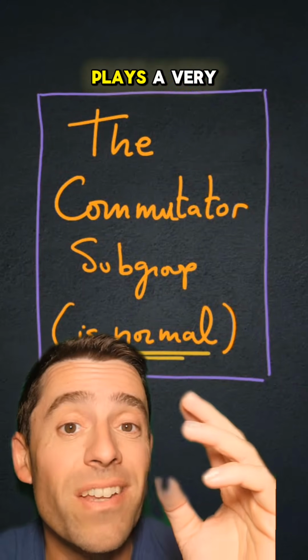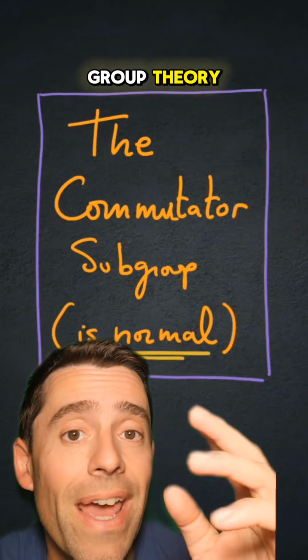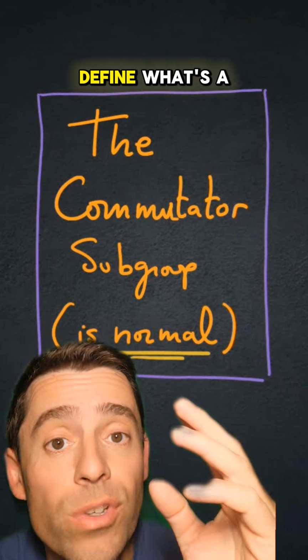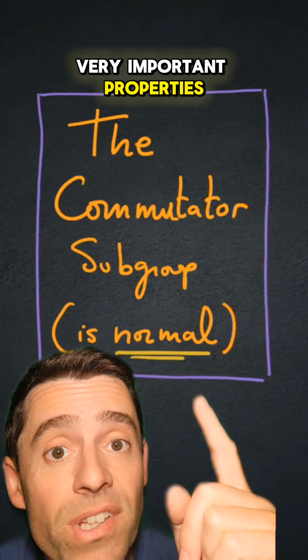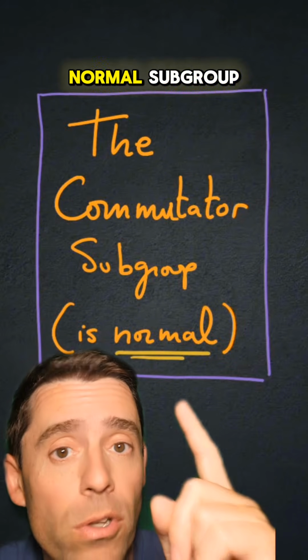The commutator subgroup plays a very important role in group theory, and in this video, I'm going to define what a commutator is, what a commutator subgroup is, and then I'm going to prove one of its very important properties, which is that it is a normal subgroup.